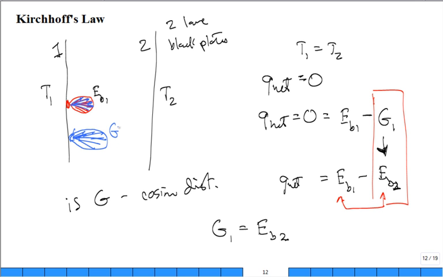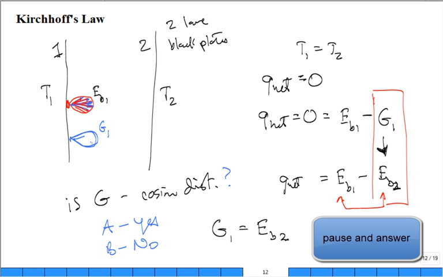I shouldn't have tried to change the shape. Let me give you more time. A is true, which is yes. B is no. So is G cosine distributed? Yes, A, no, B. And I'm trying to draw it with the same shape, so here is G1.